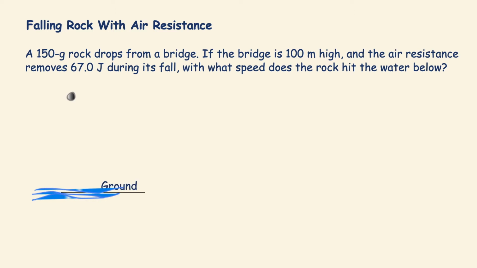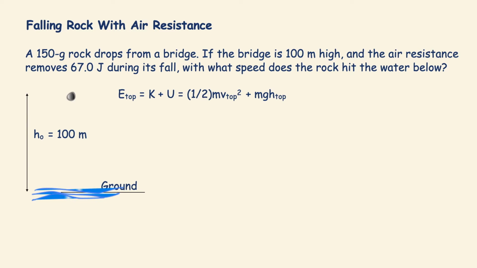We will need the ground. I can choose whatever I want. A convenient and natural choice is to place the ground at the level of the water. That means the original vertical elevation will be that original height, 100 meters, or the height of the bridge. With that, I can actually look at the total mechanical energy at the top.